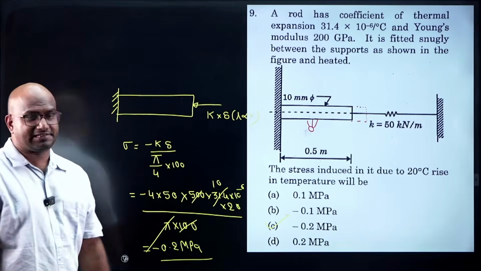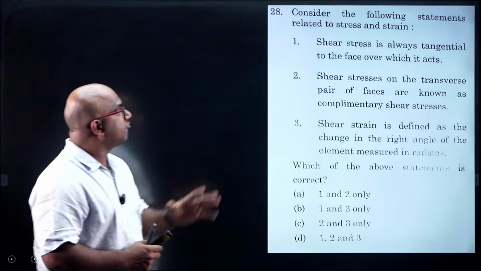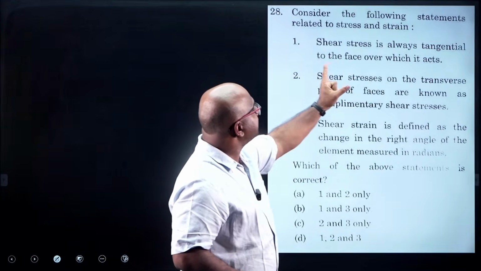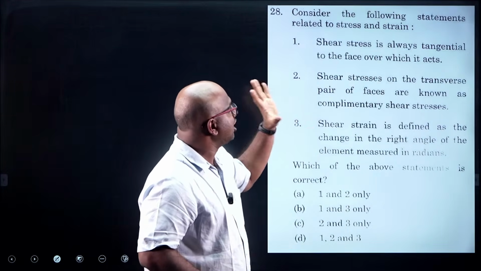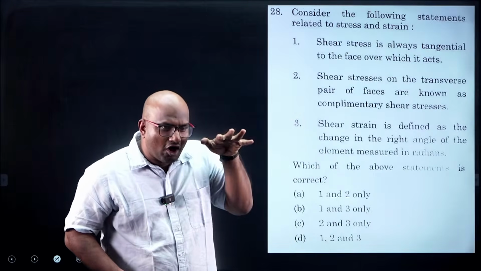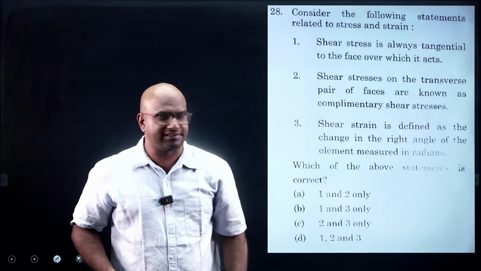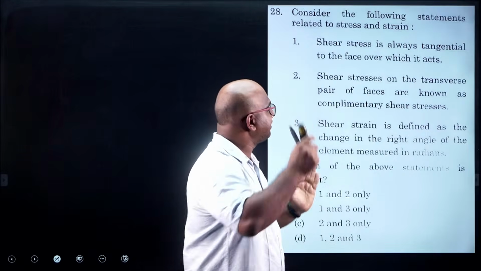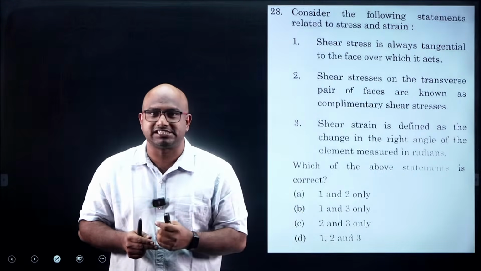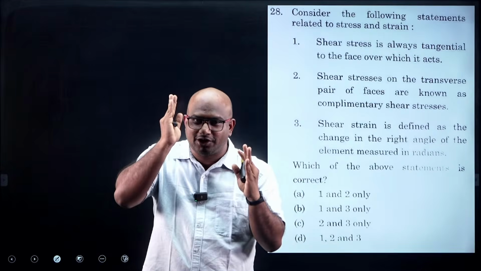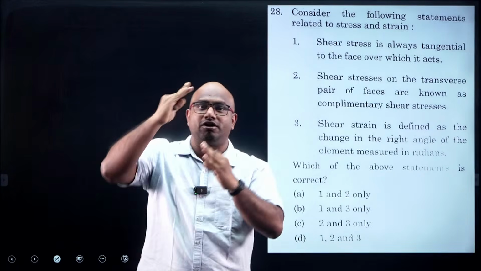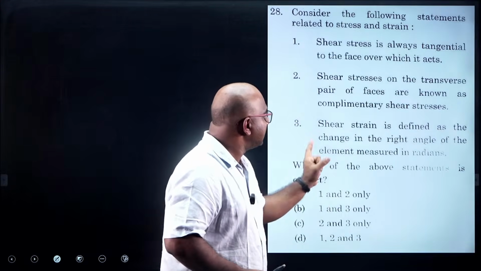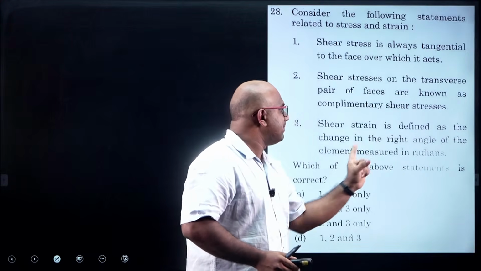It should be minus. Next, consider the following statements related to stress and strain. First, shear stress is always tangential to the face over which it acts. Definitely, sir. Always tangential, not normal, guys. First one is correct. Next, shear stress on the transverse pair of faces are known as complementary shear stresses. Definitely, sir. One will try to act upward, one will try to act downward. Both will be called complementary shear stresses. Next, shear strain is defined as the change in the right angle of the element measured in radians.